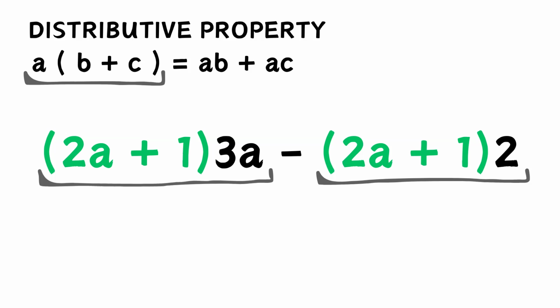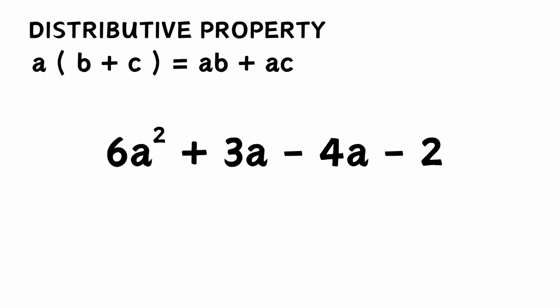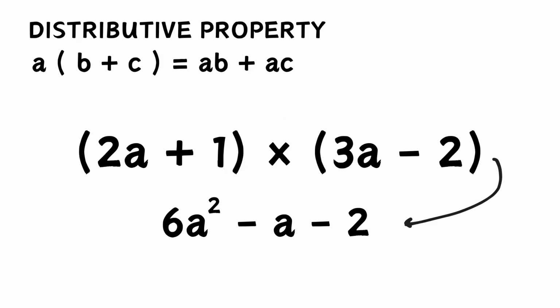The first group distributed is 6a squared plus 3a. The second term distributed is negative 4a minus 2. So if we add these two together, we get 6a squared minus a minus 2. And that's a simplified product of our two binomials.